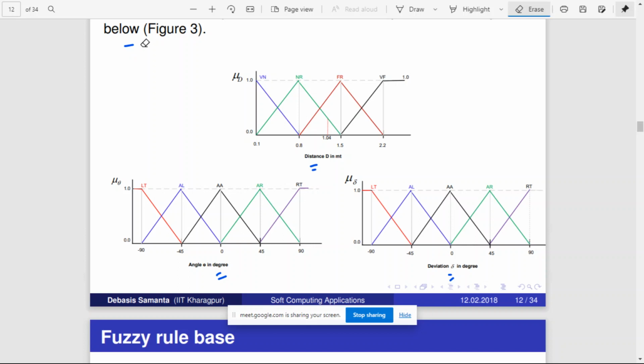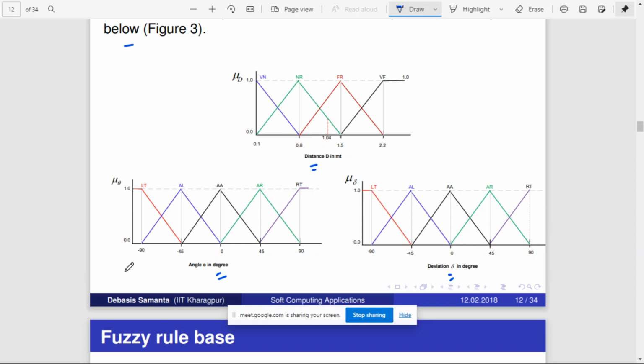They share values between certain ranges. For example, very near you can see is between this 1 and 0.8. When the x value is 0.8, its membership value is 0. When the x value is 0.1, it's 1. It is like that.